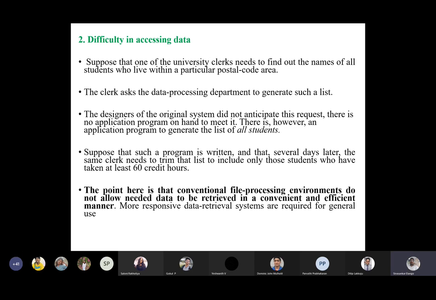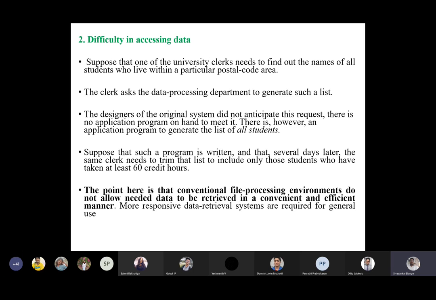Suppose the program is written and he is able to have a record of all the students who are residing in a particular location. Later, the same clerk needs to trim the list to include only the students who have taken at least 60 credit hours, right? So you want to generate a report about the students who have registered for at least 60 credit hours.